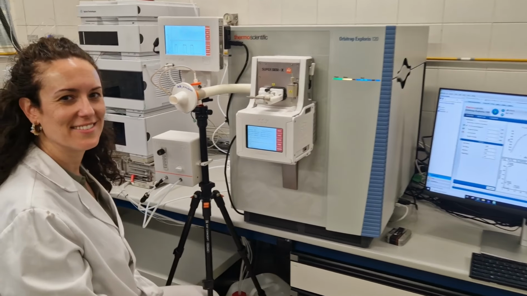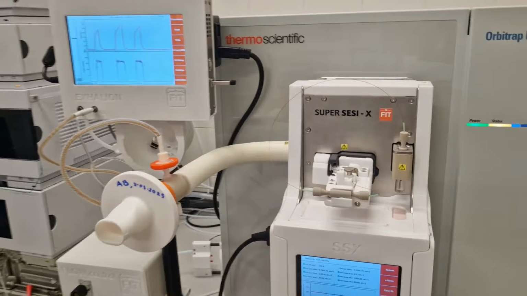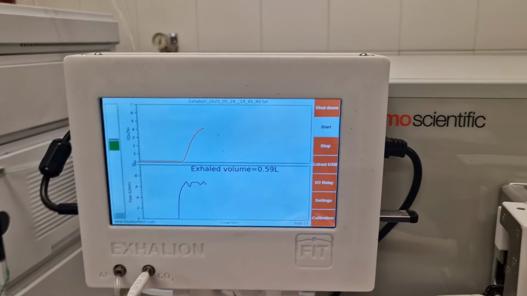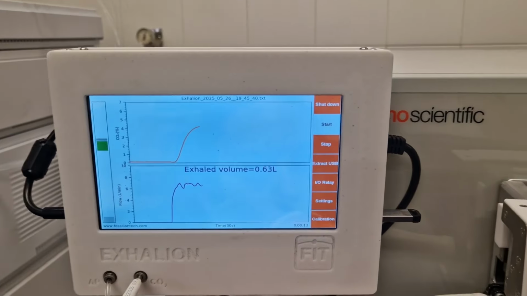What you see here is a complete research workflow for breath analysis. You exhale, monitor the flow rate and CO2, and monitor exhale metabolites with a mass spectrometer. All instruments shown in this video are for research, none of them are a medical device.